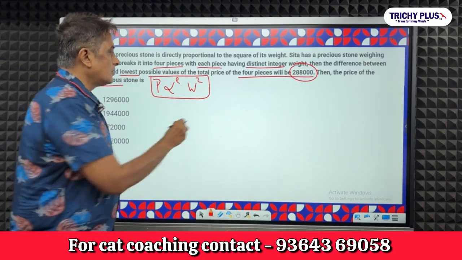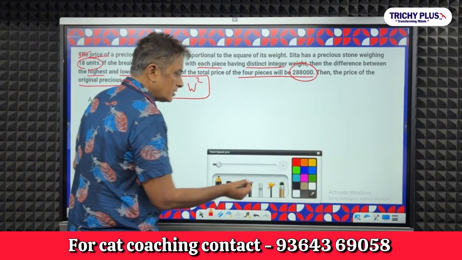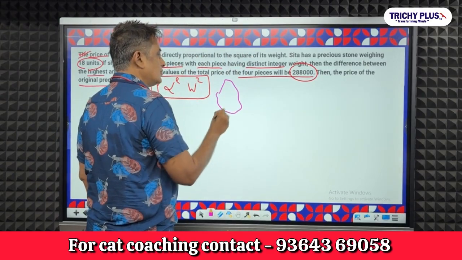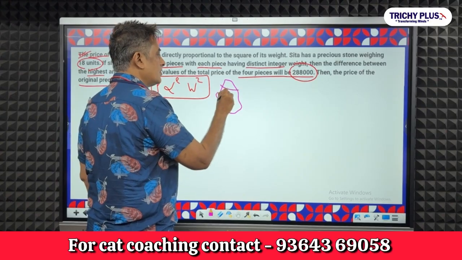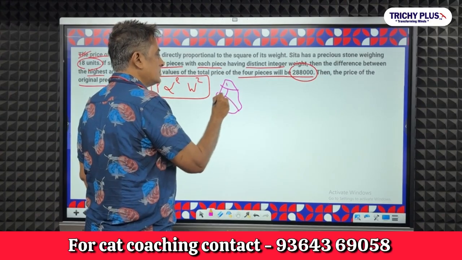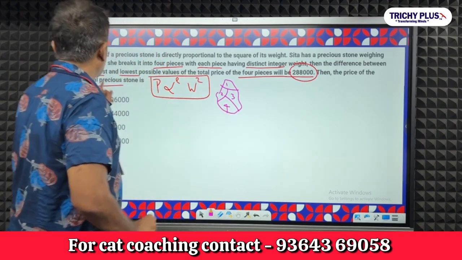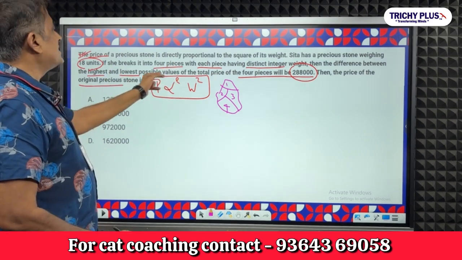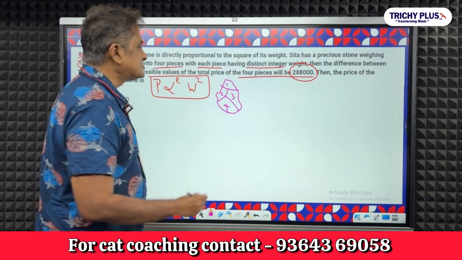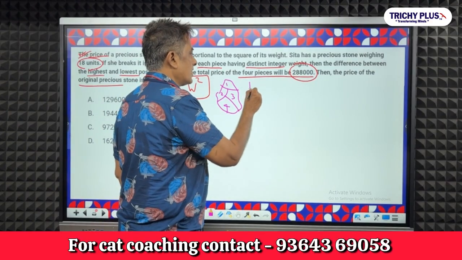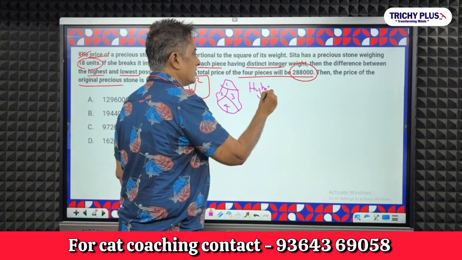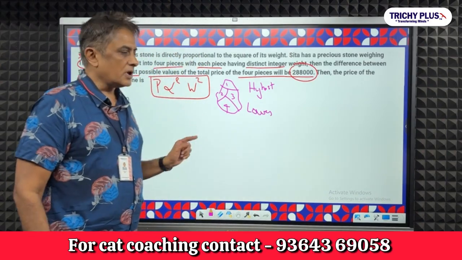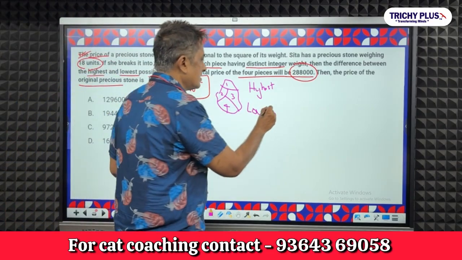What can be the original price of the stone? Now, you got a precious stone over here. Let's say a precious stone over here. Beautiful stone, and it's breaking into 4 pieces. 1, 2, 3, 4. Okay, what is the highest and lowest possible values? Each has a highest value and lowest value. What can be the highest value? So just think about it. For the lowest, you need nearest numbers.